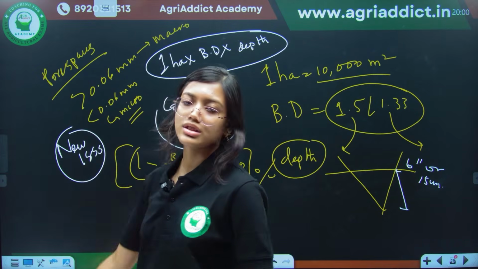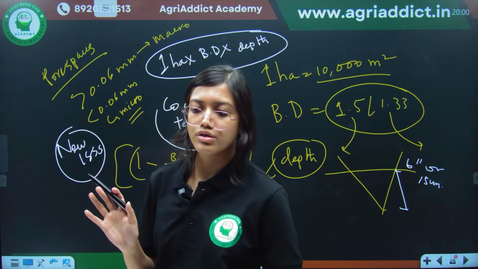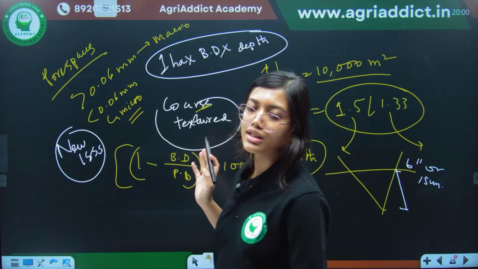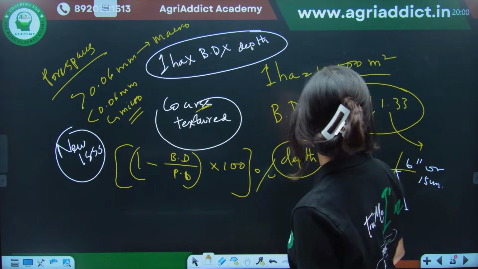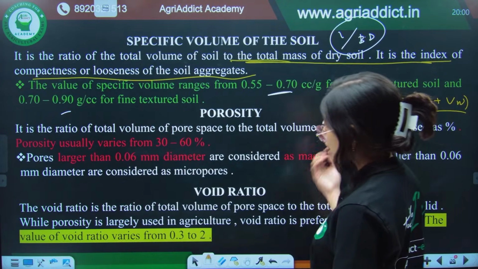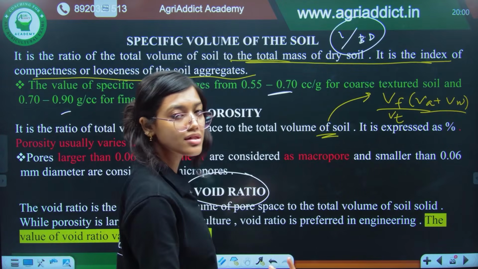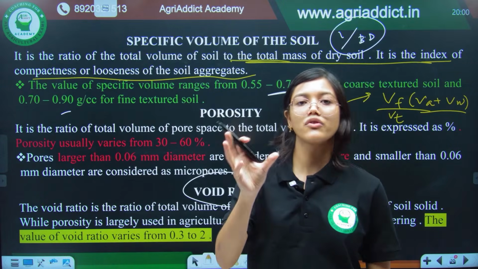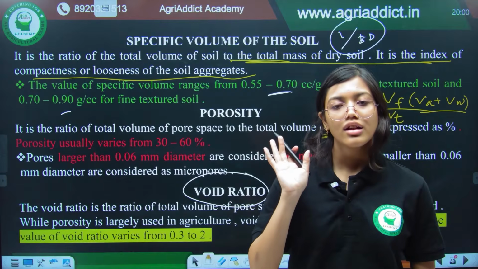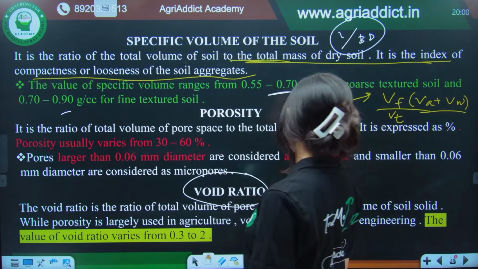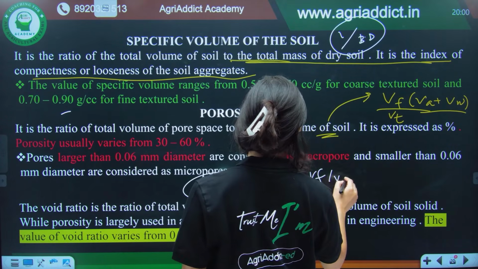But in some books it is mentioned that the limit is 0.08 millimeter. So, whatever is there in the option you can tick it. Okay. Now, the fifth most important thing is your void ratio. Void ratio means the volume of void divided by the volume of the soil solid. So, it is Vv by Vs.